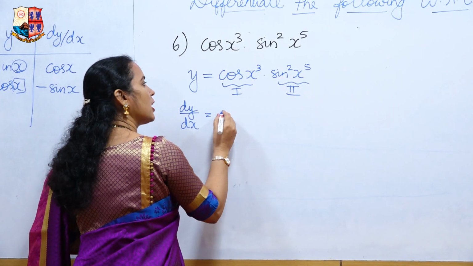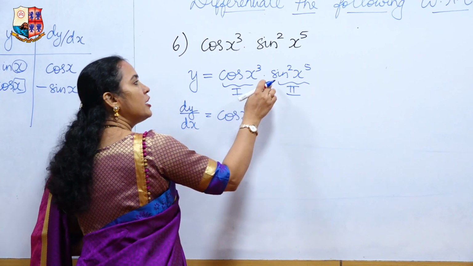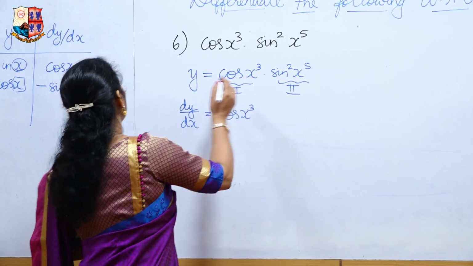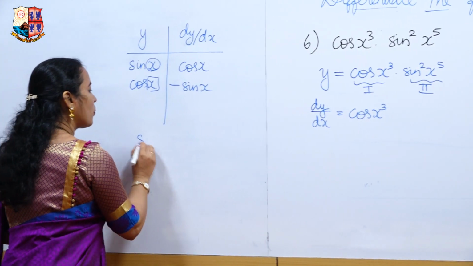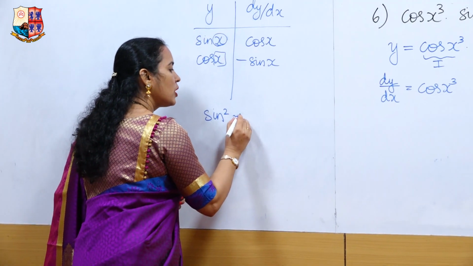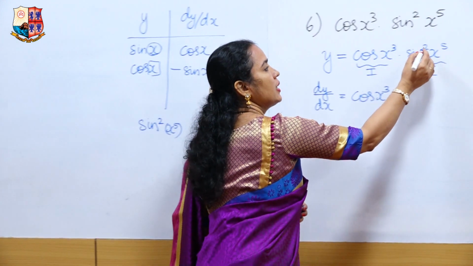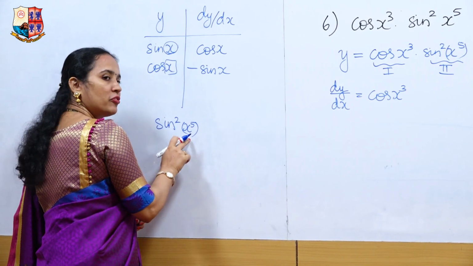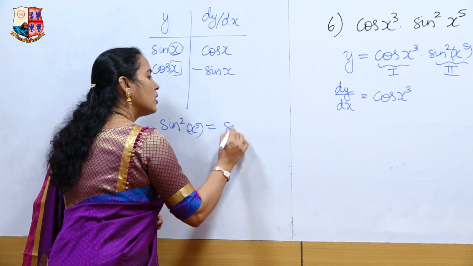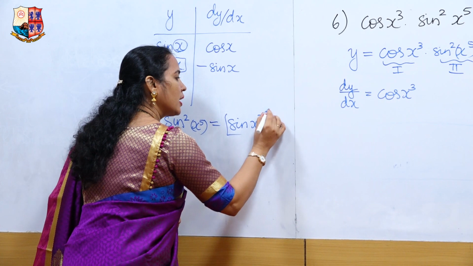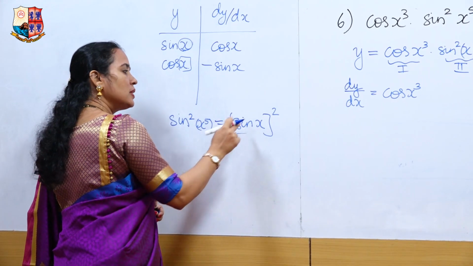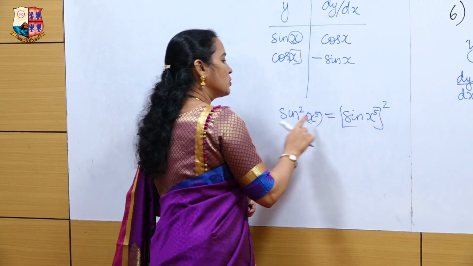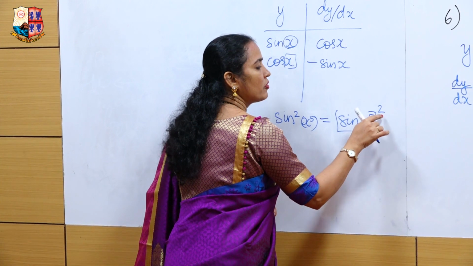Keep the first function as it is. Differentiate the second function. Now how to differentiate this? Sin square x to the power 5. So this is sin square of x to the power 5. Sin square of an argument means sin of the argument the whole square. Here in the place of x you have x to the power 5. So this means sin x to the power 5 whole square.